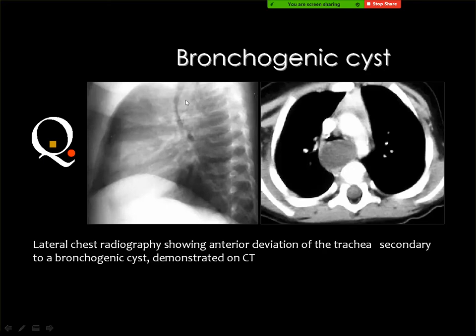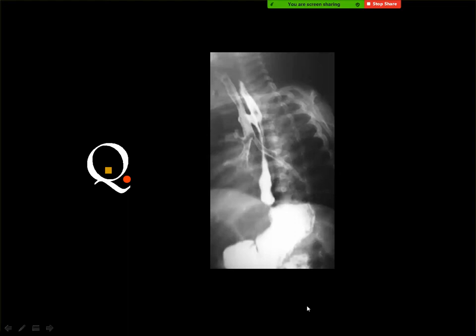And you see this indentation on the back of the trachea here. And you see this lesion is indenting this area, and this is the site of the lesion. But if I give only this chest X-ray, it would be very difficult to elicit the site of the lesion.